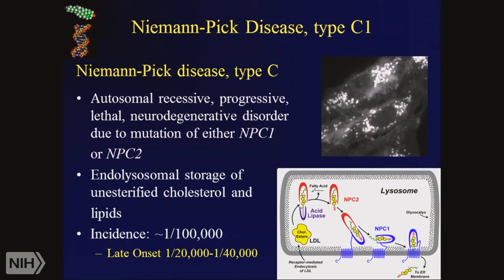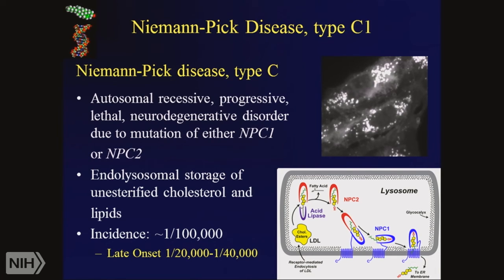NPC2 and then NPC1 coordinately work together to move the cholesterol across the glycocalyx of the endolysosomal system and to make it bioavailable to the rest of the cell. So if you're minus either NPC2 or NPC1, you have a block here and you get an accumulation of the unesterified or free cholesterol. And this is shown in this slide. This is a fibroblast stained with a drug called filipin. It's a fluorescent antibiotic that binds to unesterified cholesterol. And you can see that these NPC1 cells accumulate unesterified cholesterol, and if you look at what those organelles are, they're in the endolysosomal system.